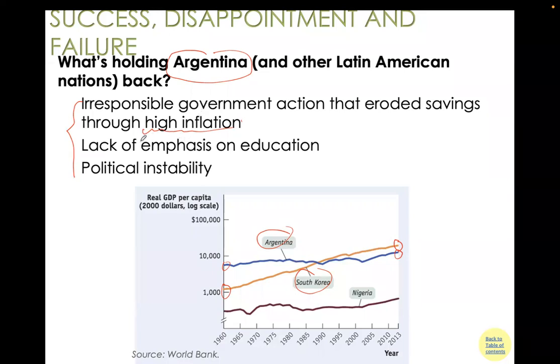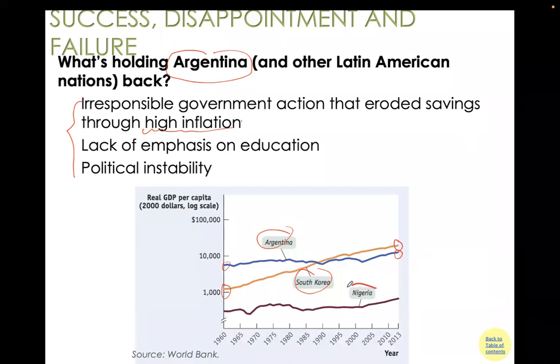The second factor, lack of emphasis on education. That's clear from what we saw earlier, right? Argentina, yes, they doubled their average schooling, but compared to other countries, their progress wasn't enough. And the third, there was political instability. That's going to discourage investment from domestic households. Also, it's going to discourage international investors from coming to invest in Argentina, right? So those are the things holding Argentina back.